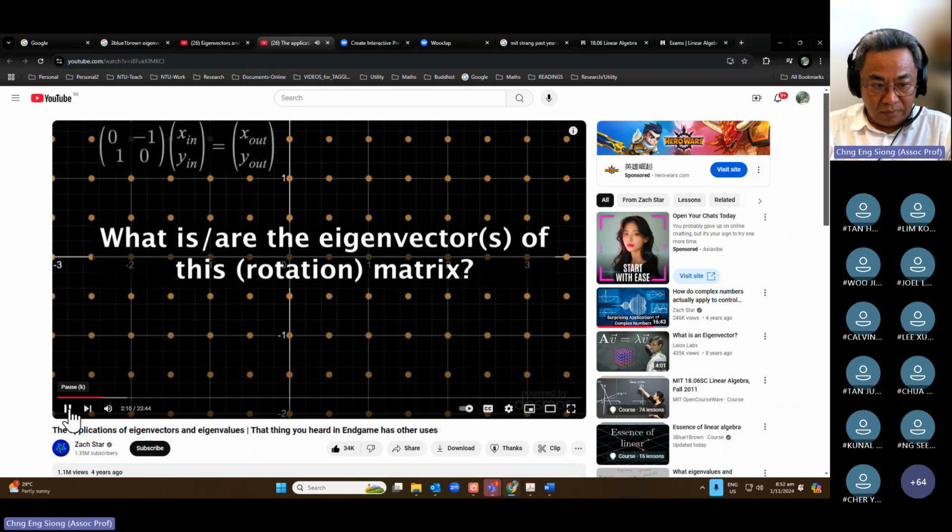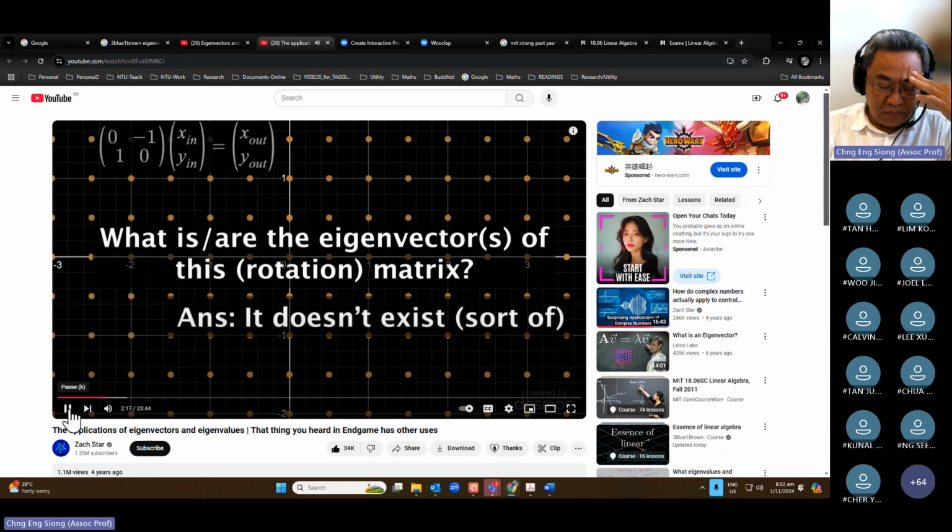Well, considering an eigenvector is a vector not rotated by the matrix, we can say that an eigenvector doesn't exist here, because every vector besides 0, 0 gets rotated.